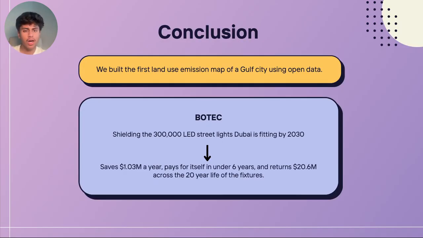A quick back of the envelope calculation yields an estimate that shielding the 300,000 LED streetlights that Dubai is planning to fit by 2030 would save around $1 million a year, pay for itself in under 6 years, and return up to $20.6 million across the 20-year life of the fixtures.